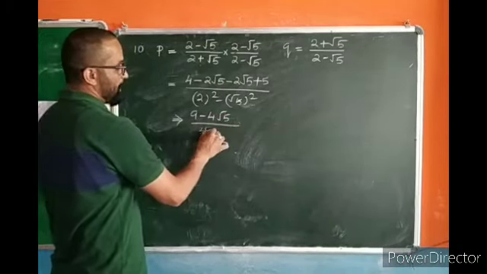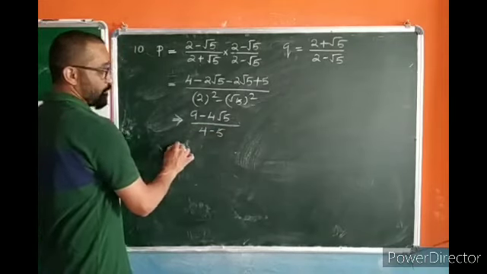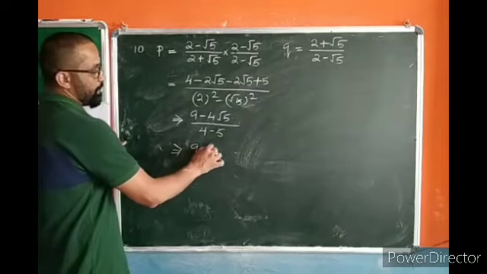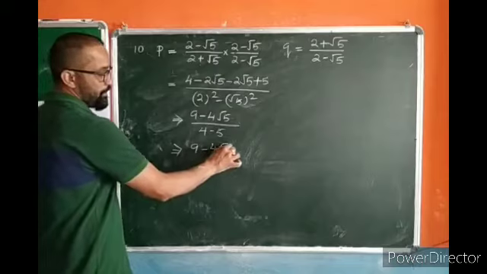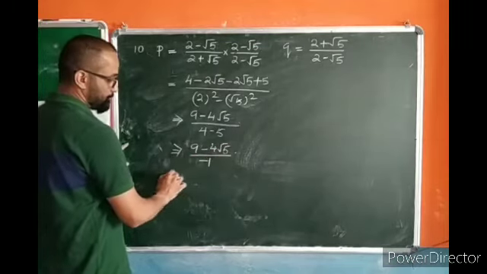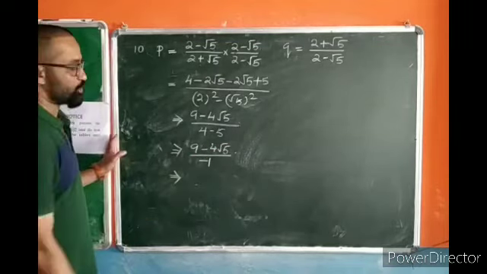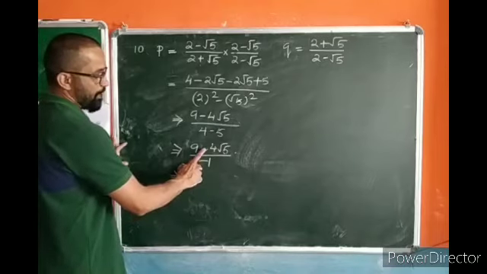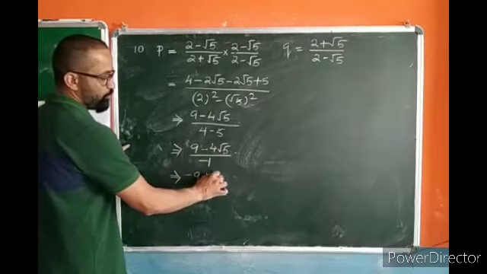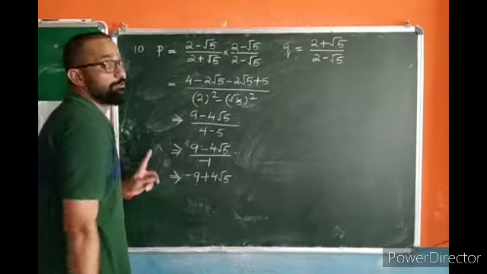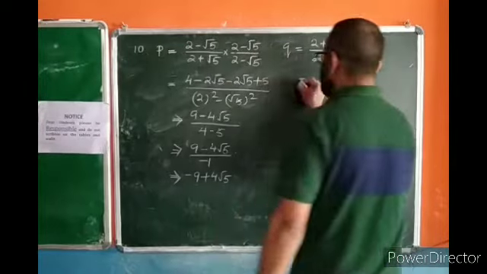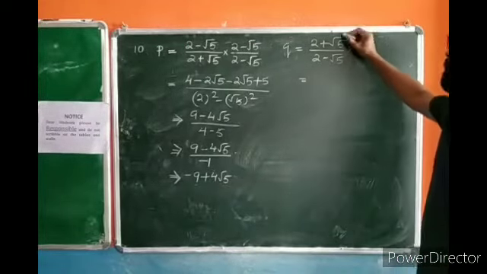Simplification now, add it up, it is 9 minus 4 root 5, divided by 4 minus 5, which can be written as 9 minus 4 root 5 divided by minus 1. Divided by minus 1, minus 9 plus 4 root 5. Simplified value.